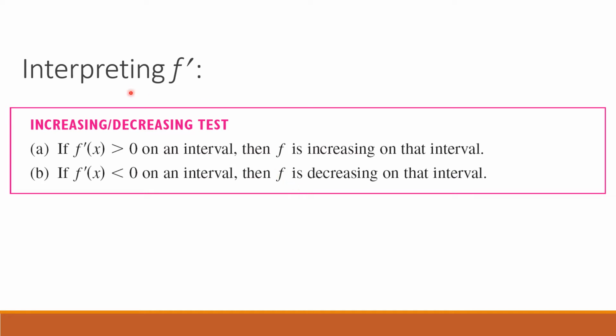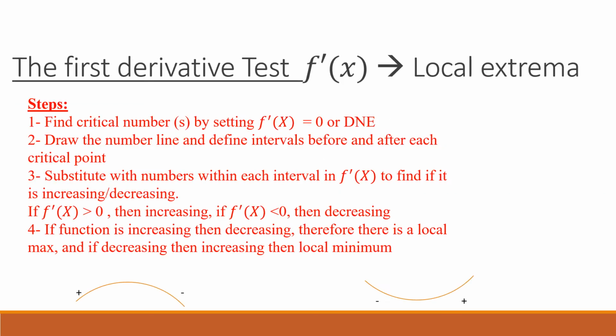And from here came the increasing-decreasing test. If the first derivative is positive or greater than 0 on a certain interval, then the function is increasing on that interval. If the first derivative is negative or less than 0 on an interval, then the function is decreasing on this interval. From here came the first derivative test.